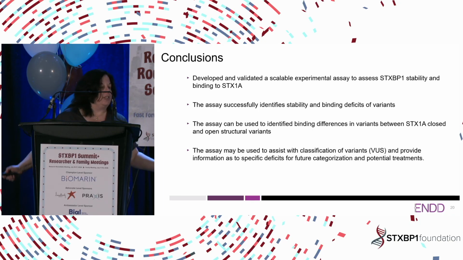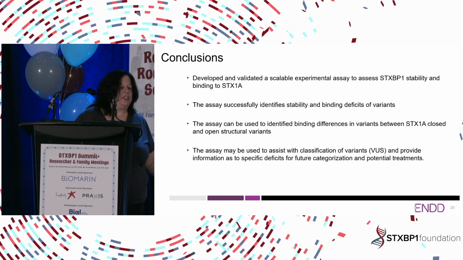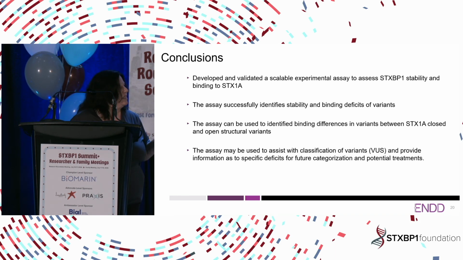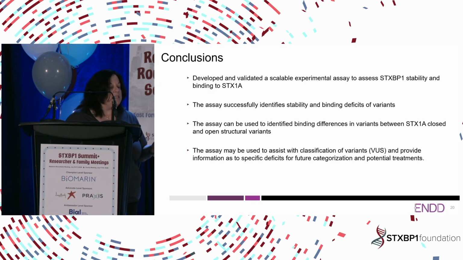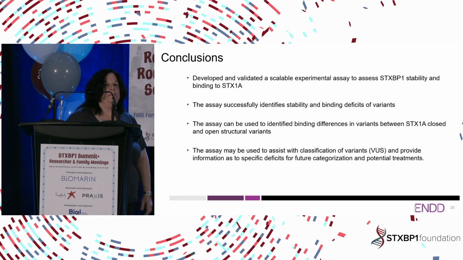So in conclusion, we've developed and validated a scalable experimental assay to assess STXBP1 stability and binding. This assay successfully identifies stability and binding deficits, and it can be used to identify binding differences even between conformational syntaxin variants. This assay may be used to assist with classification of new VUSs and provide information as to specific deficits, which actually may help with future targeted treatments.